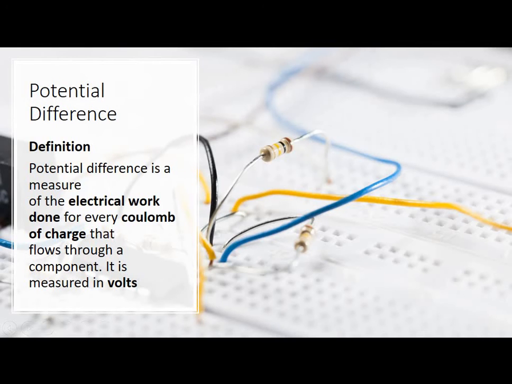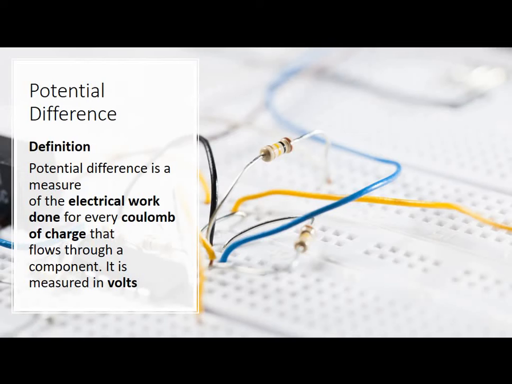So a definition I'd like you to write down in your books is that potential difference is a measure of the electrical work that is done for every coulomb of charge that flows through a component. So what does that mean? Well, we know about work done from our work on energy. Electrical work done is simply some sort of effort that is being made in an electrical capacity. And we talked about coulombs of charge last lesson.